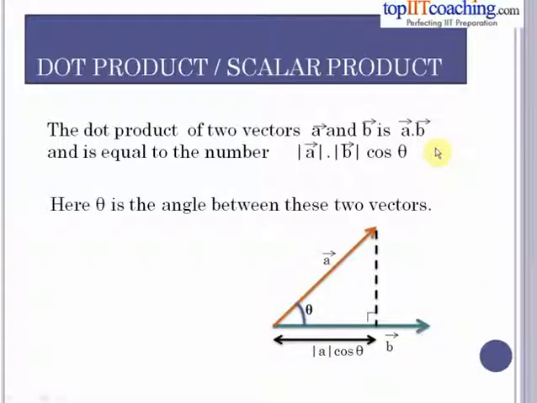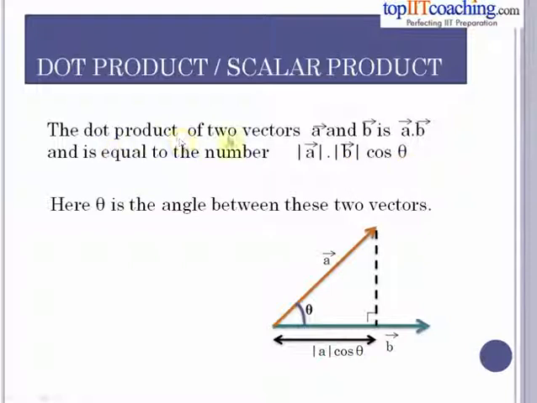So let's begin with the first type of product of vectors, that is the dot product, which is also known as scalar product. Now the dot product of two vectors a and b is denoted by a dot b, and this is equal to modulus of vector a into modulus of vector b into cos theta. So we see that this is a scalar quantity, this is also a scalar quantity, and this is again a scalar quantity. So this is actually a number and not a vector.